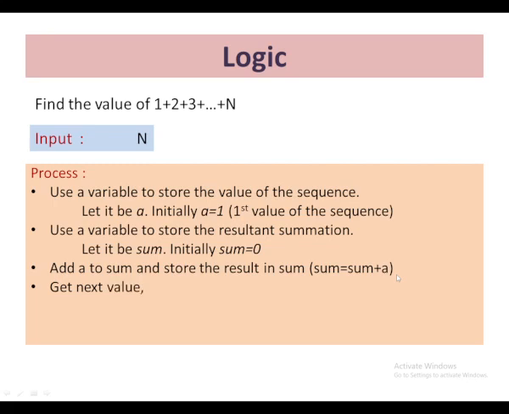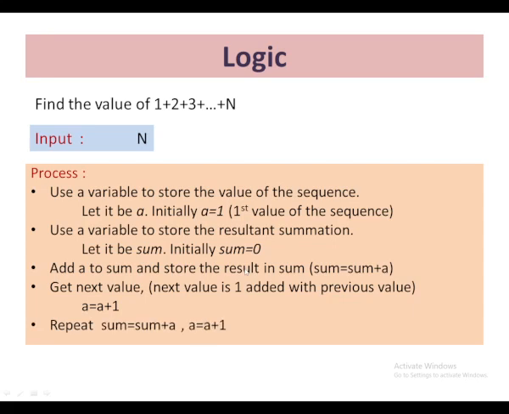Then I want to get the next value. The next value is nothing but 1 added to the previous value. So how do I represent it? a equal to a plus 1, because I am using this variable a to refer to these values, which is initialized to 1. So a equal to a plus 1 means my previous value is 1, I am adding 1 to it, and now my a becomes 2.